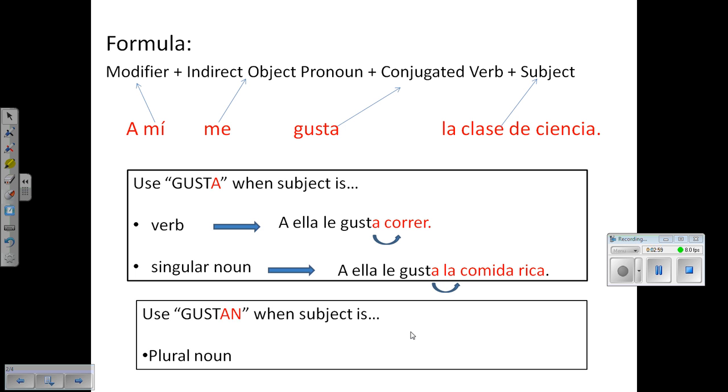When do you use gustan? Basically, the only time you use gustan is when the subject is a plural noun, or when the subject is plural, which is what's right after it. Please write down this example. A ella le gustan las manzanas. Gustan goes with las manzanas, so it has to be plural.